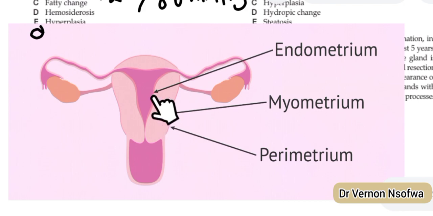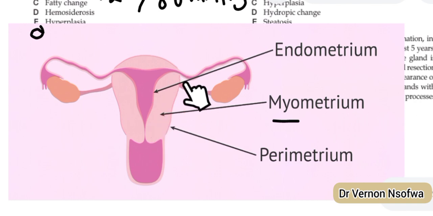Then we also have this big layer, which is the myometrium. This is a very important layer when it comes to cellular adaptation during pregnancy. This is very important because you can see it's very thick. And myo means muscle. So this one is made up of muscle. What type of muscle? Smooth muscle. So there's smooth muscle in that layer.